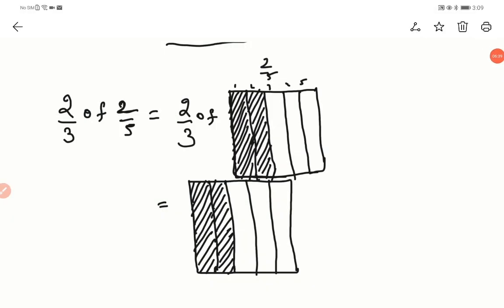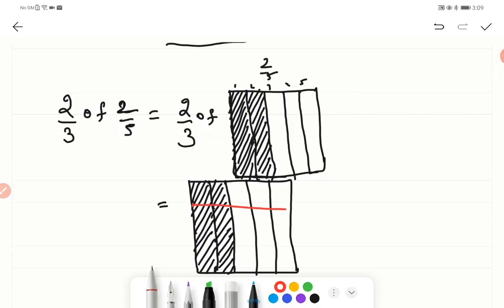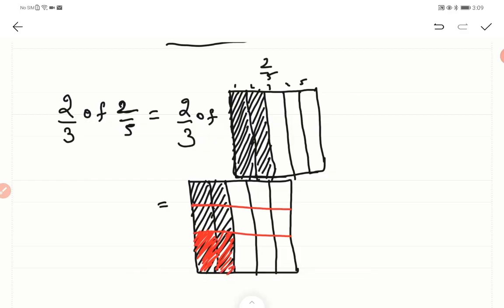So this should be divided into 3 equal parts. 1, 2. Consider that they are in equal parts. So out of these 3 equal parts, I need to mesh the region how much? 2, isn't it? So I will mesh up this region again. So you have this as 2 by 3, and this as 2 by 5.